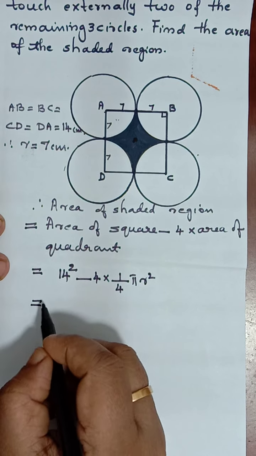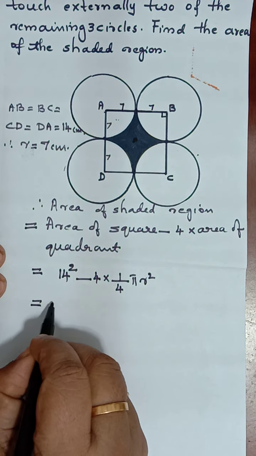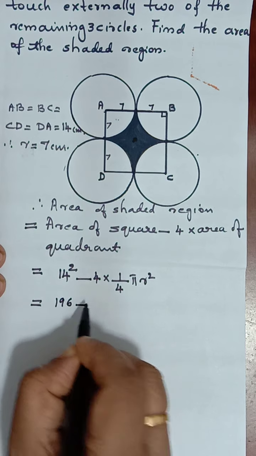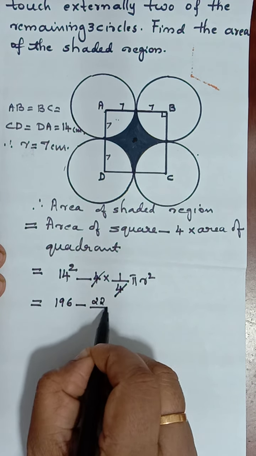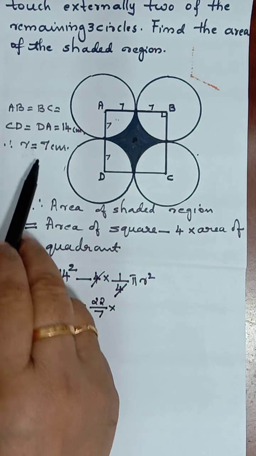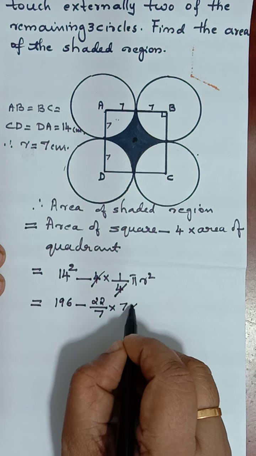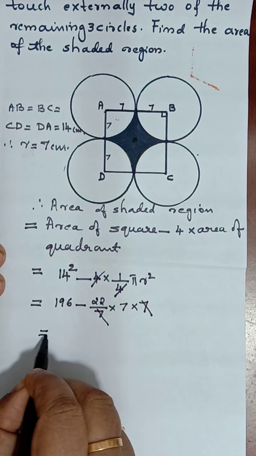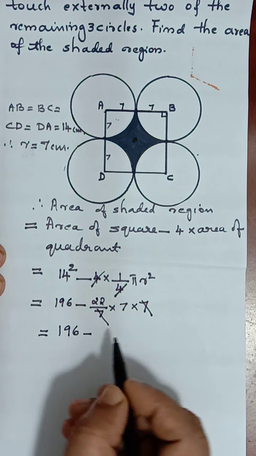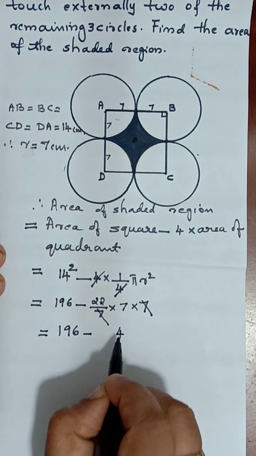Now substitution. What is 14 square? Isn't it 196 minus 4 getting cancelled? 22 by 7 into radius I have marked as 7. So 7 into 7. We can cancel 2 7s. So 196 minus 22 into 7.